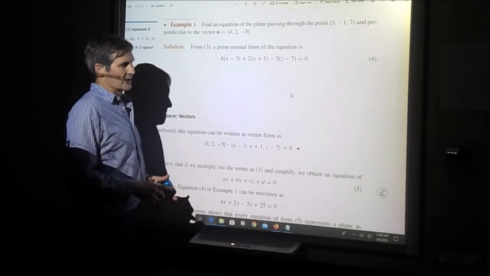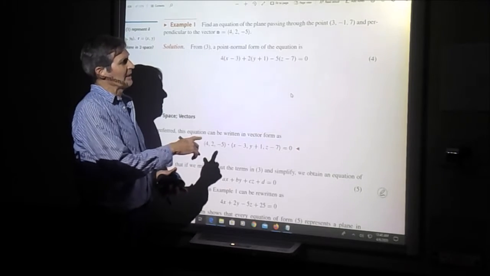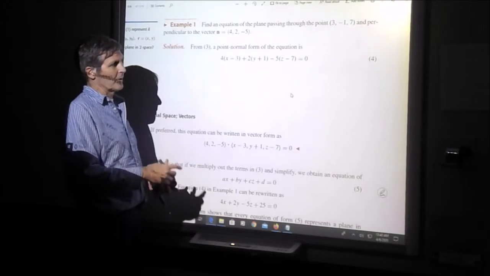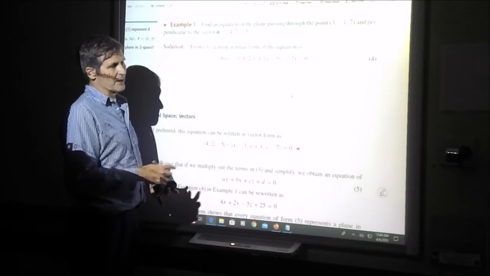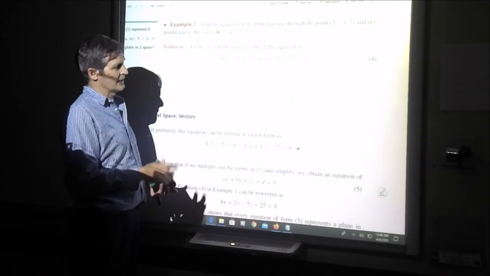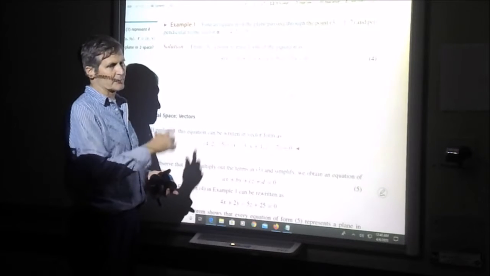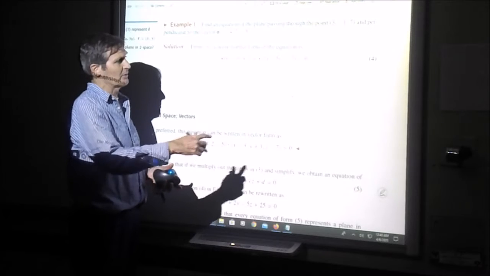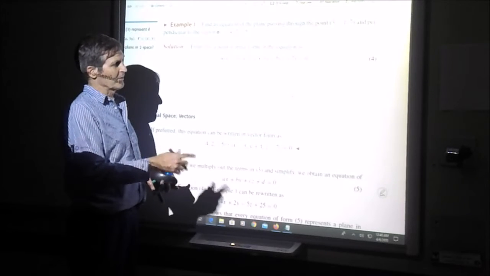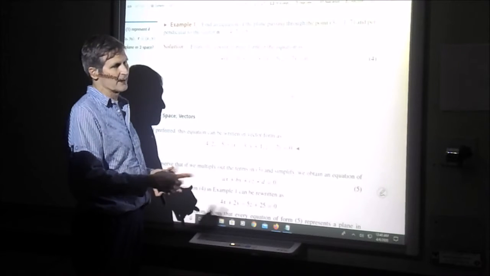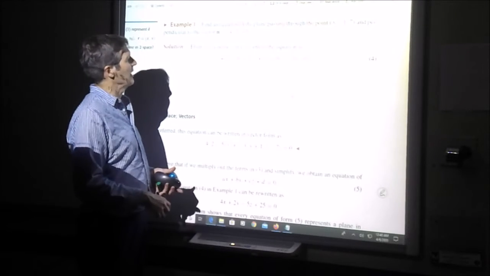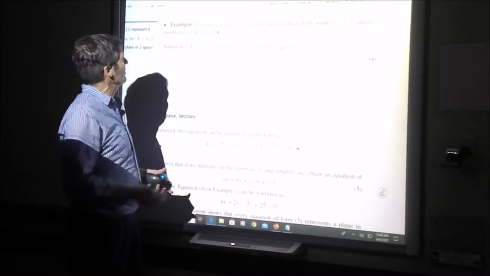What I was trying to say is that just like ax plus by plus c equals 0 is a general form for all equations in a plane with a, b not 0, it's always a line. Every line has that form. Similarly, ax plus by plus cz plus d equals 0 is a general form for an equation for a plane. Every plane has that form, and every equation of that form with a, b, and c not all 0 is a plane. So we can do a lot of problems now with that.